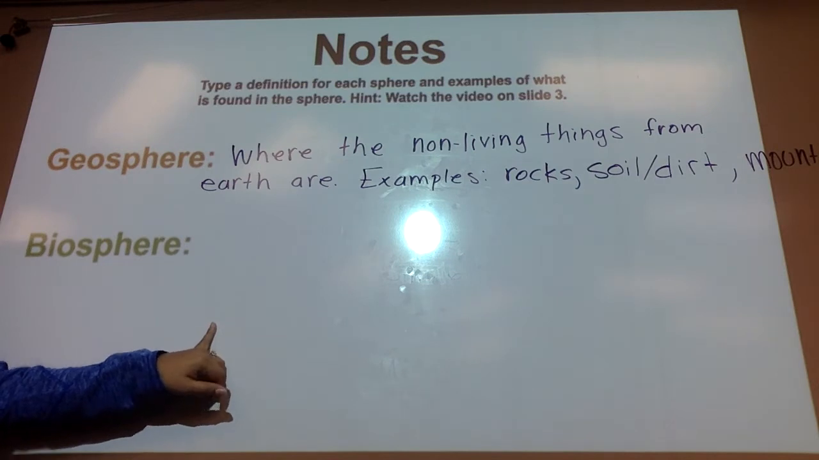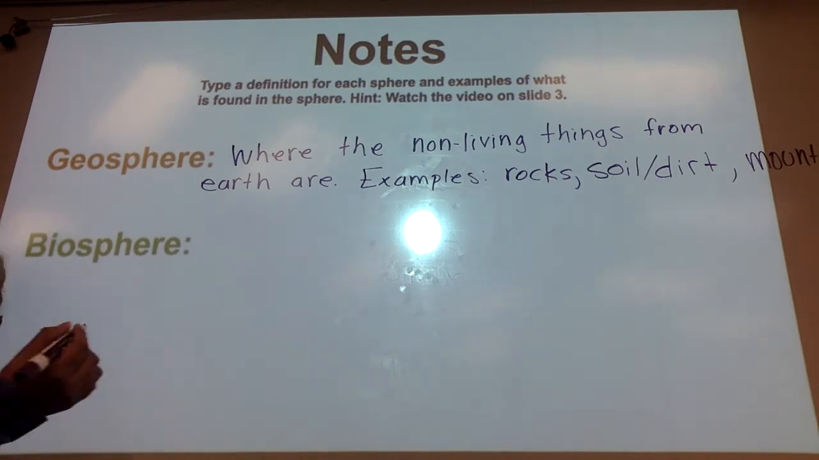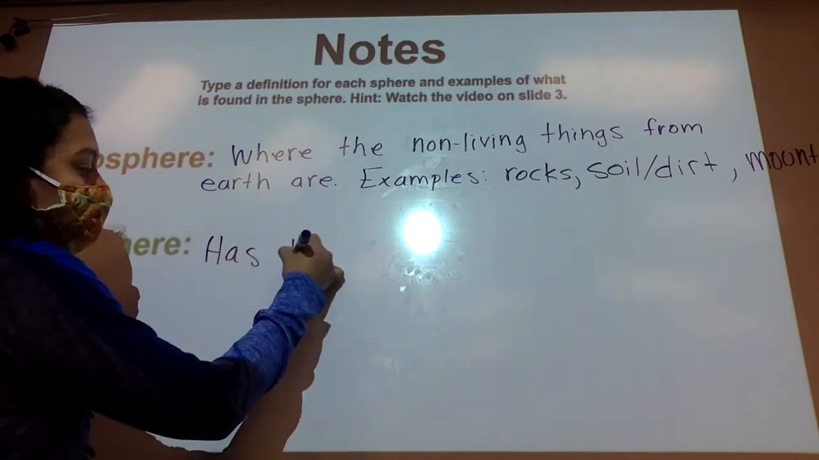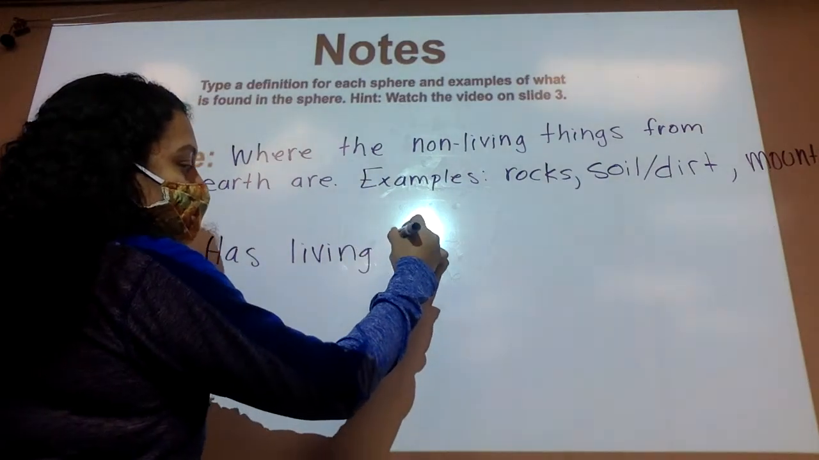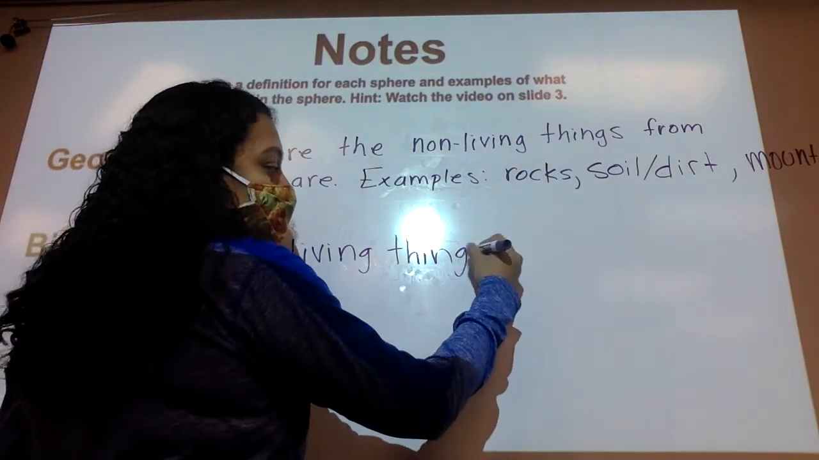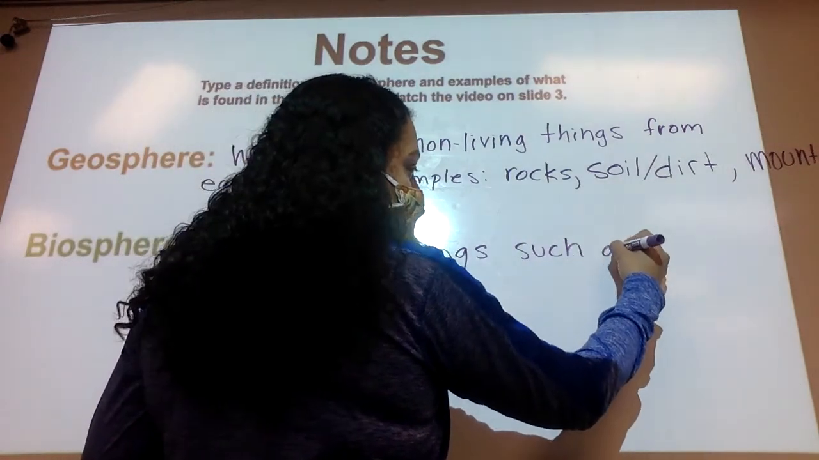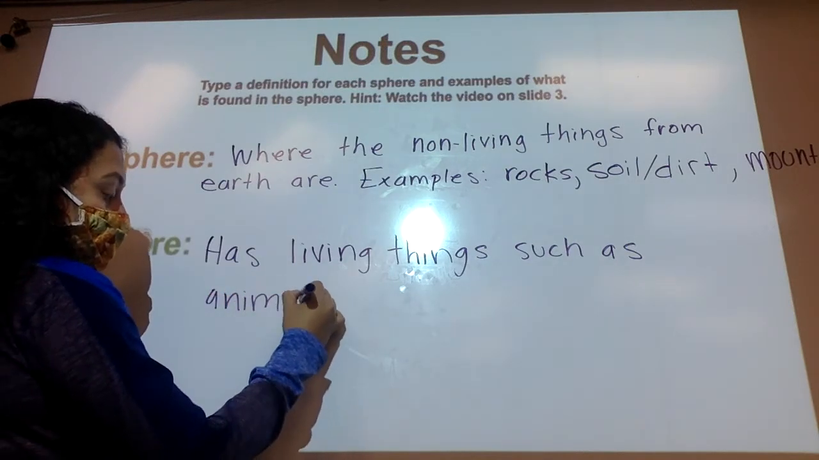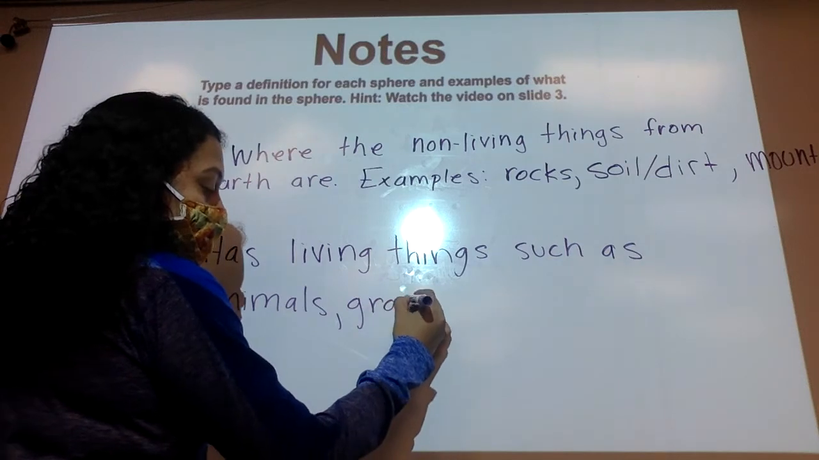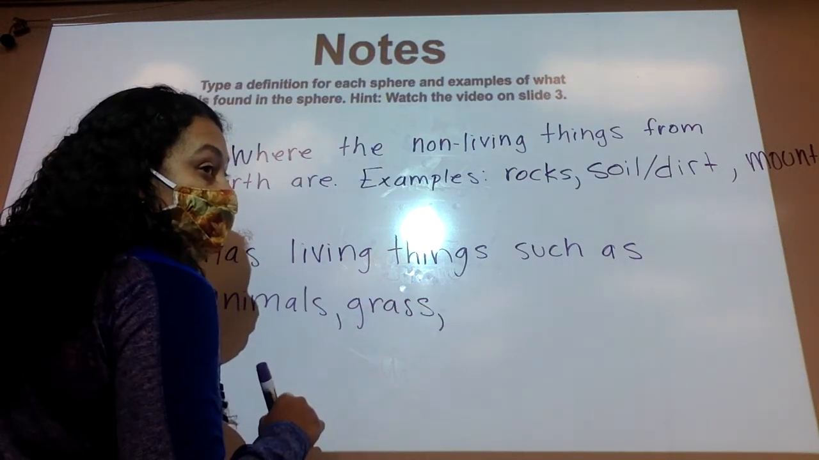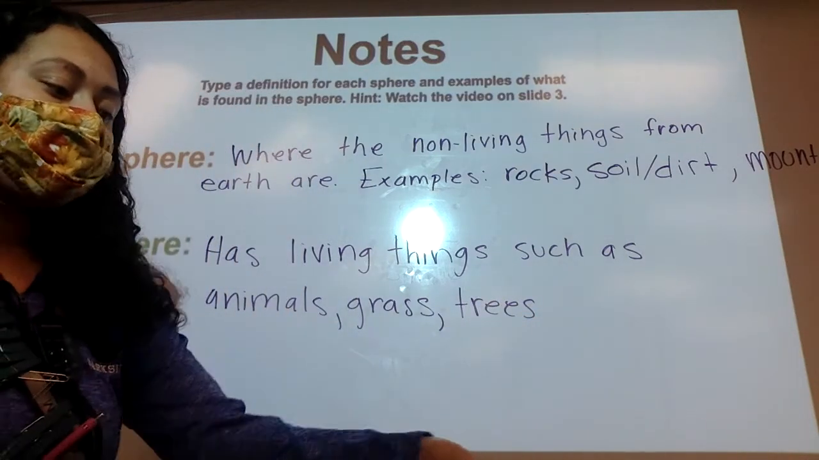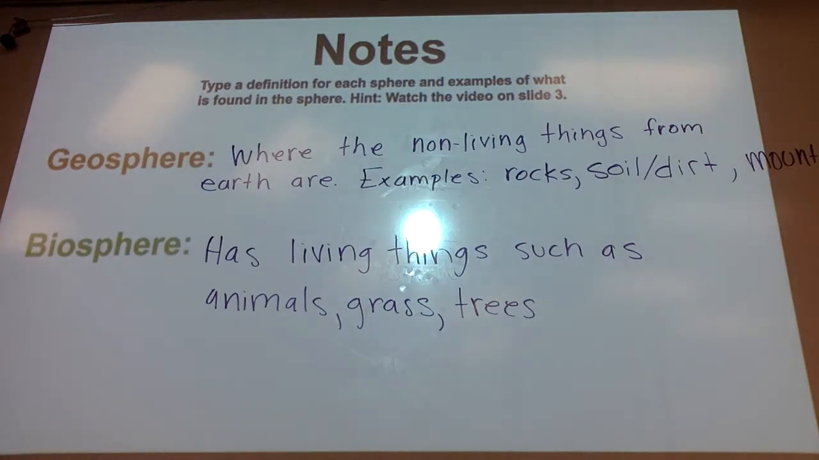Okay, biosphere. What is the definition for the biosphere? The biosphere has living things such as animals, grass, trees, and weeds. Good. Has living things such as animals, grass, trees, and weeds. Okay, typing, come on.